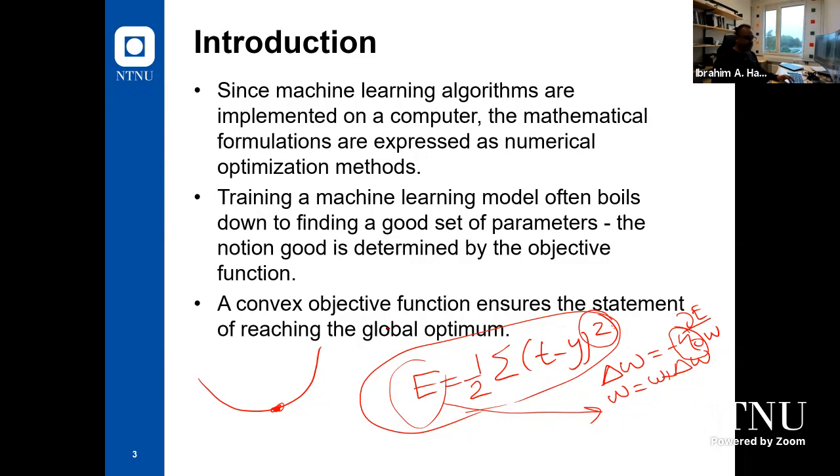But of course, in real life, it's not convex. It's not like this one. It's bumpy a little bit. So sometimes it's like this one. So sometimes it has a global minimum and a local minimum. And the problem is that maybe we can get stuck in the local minimum.